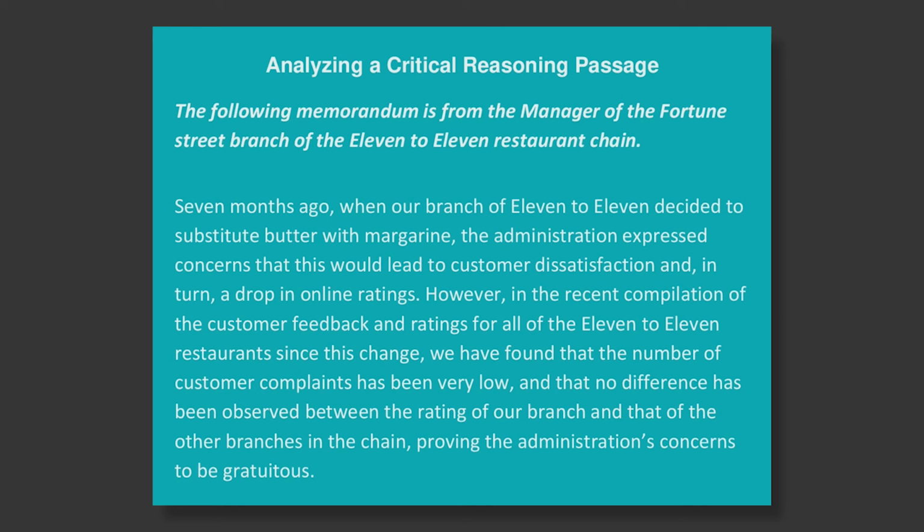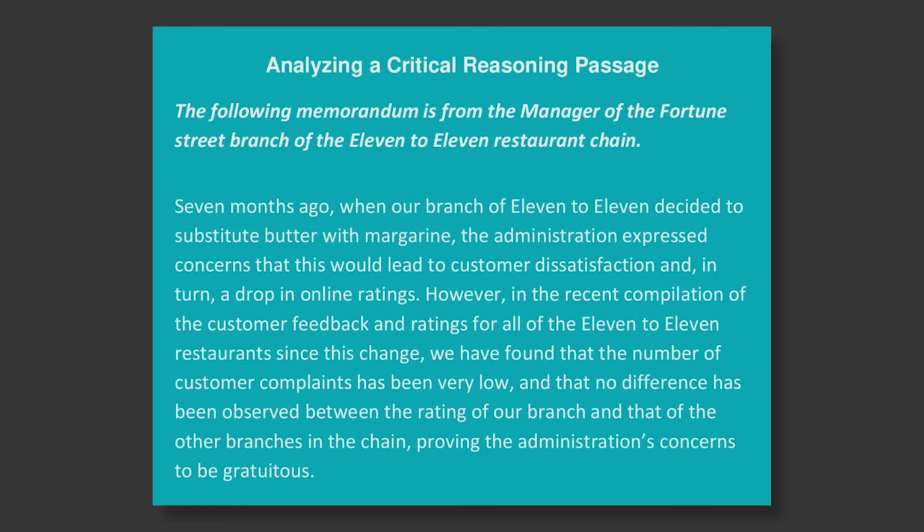7 months ago, when our branch of 11 to 11 decided to substitute butter with margarine, the administration expressed concerns that this would lead to customer dissatisfaction and, in turn, a drop in online ratings. However, in the recent compilation of the customer feedback and ratings for all of the 11 to 11 restaurants since this change, we have found that the number of customer complaints has been very low, and that no difference has been observed between the rating of our branch and that of other branches in the chain, proving the administration's concerns to be gratuitous. Okay, so again, very important to take this one sentence at a time.